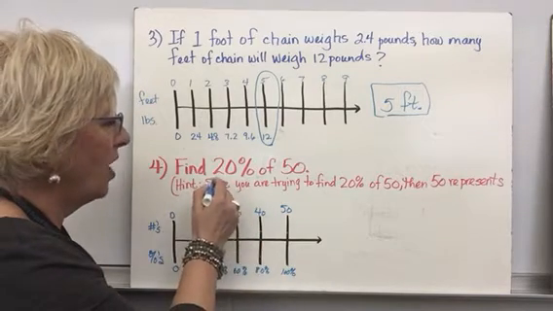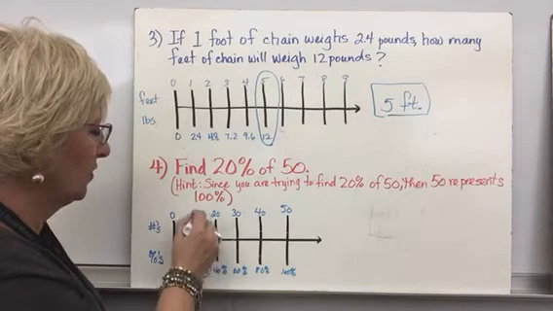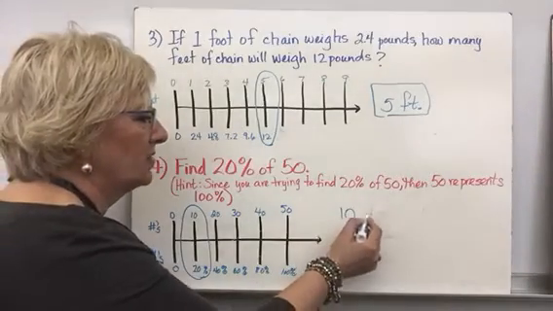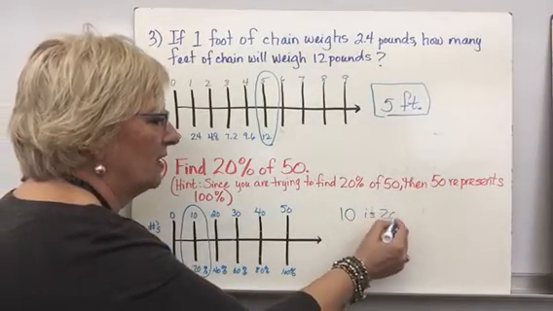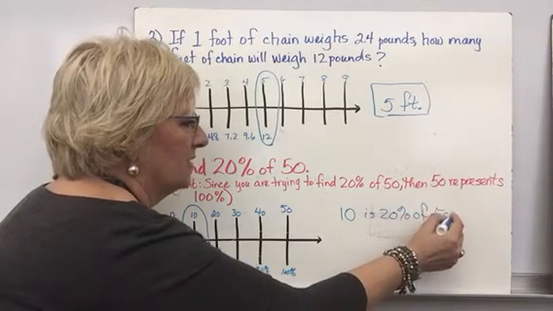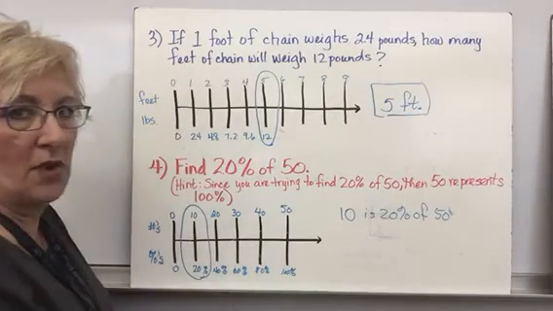So if I want to know what is 20% of 50, I'm going to look for 20% of 50, and that is going to give me 10. So 10 is going to be 20% of 50. So it's just all in how you label your number line.